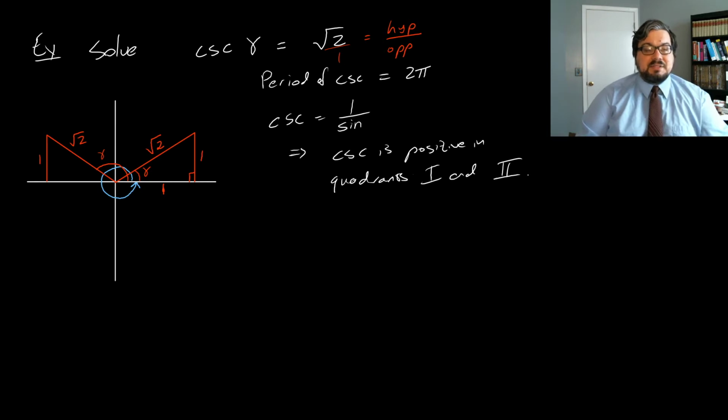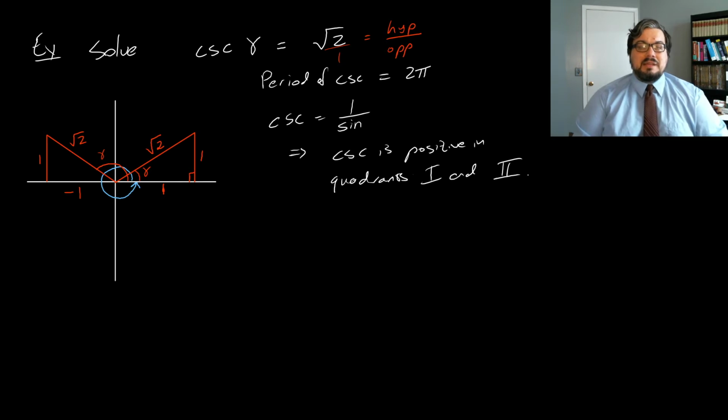We still have the opposite side of 1, and that's given a positive sign because it's going up from the x-axis. Hypotenuse of square root of 2, and then our horizontal side will be labeled -1 because it has length 1, but it's going in the negative direction. It's going to the left.